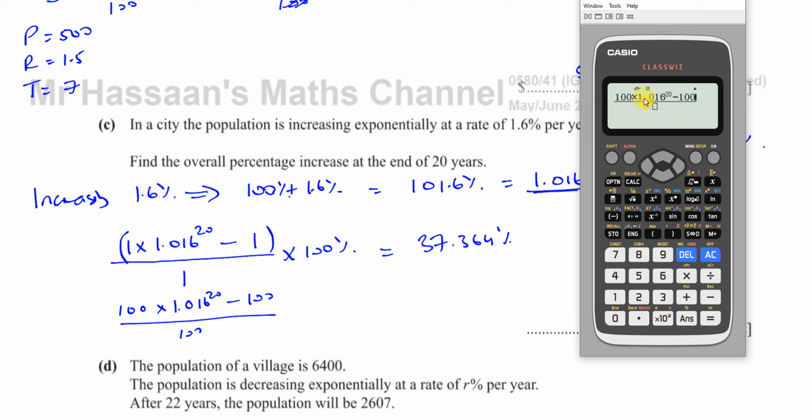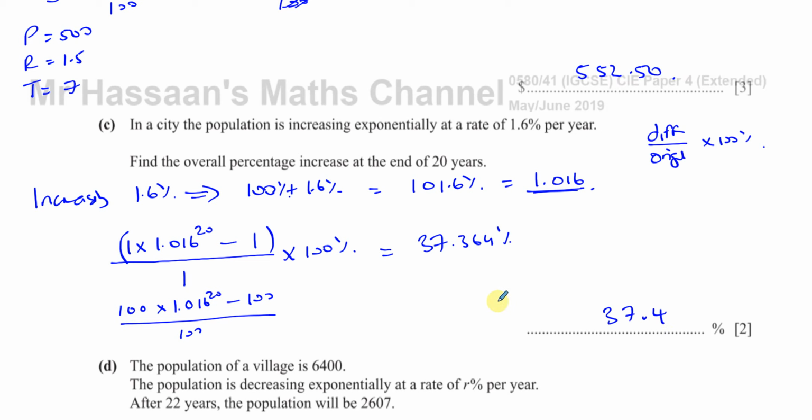That's the population increased by 1.6% for 20 years, minus the original population, which we said was 100, divided by the original population, which is 100. You take this fraction and multiply by 100, and the answer will be in percent. You get exactly the same answer. Whatever number I put here, I could use 10, 100, or 50, any number, you'll get the same percentage increase. So there's the answer to part C.